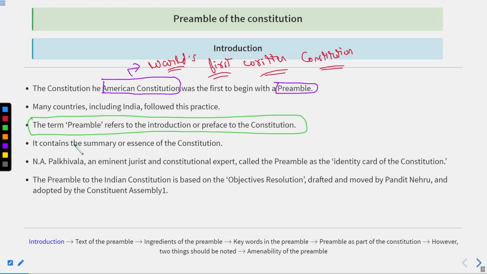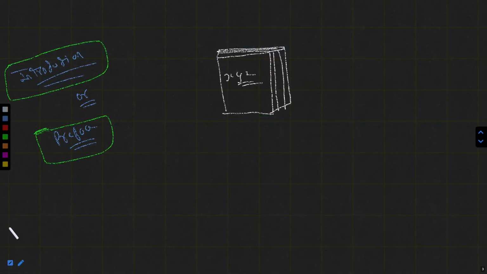Similarly, if we look at another term, it contains the summary or the essence of the constitution. Whenever you purchase some book, you read the introduction, the preface, and you always look at the summary. So what you get is an idea: what is the book about? What are the things written here? What are you going to see? What are the features of this book? Whatever knowledge it contains, all the things are mentioned in these areas. Same like the preamble.